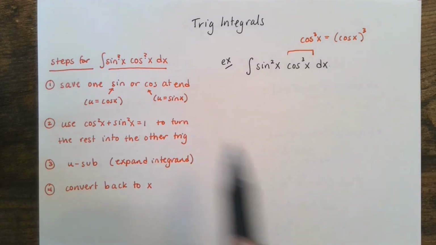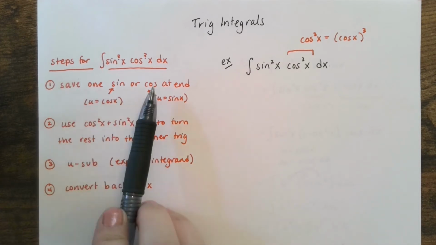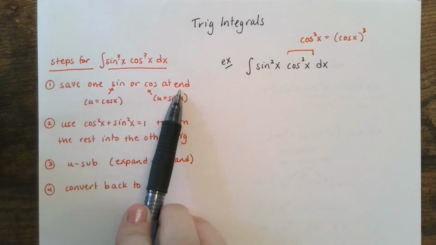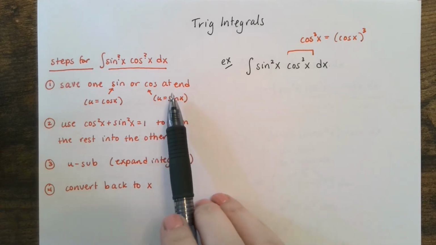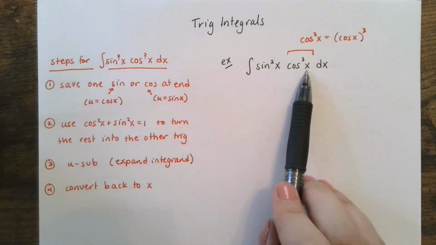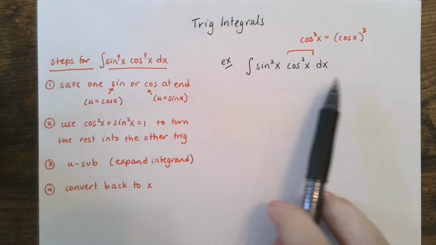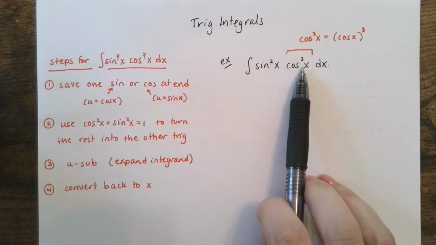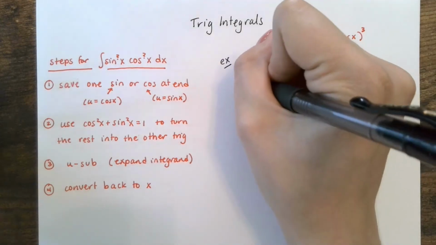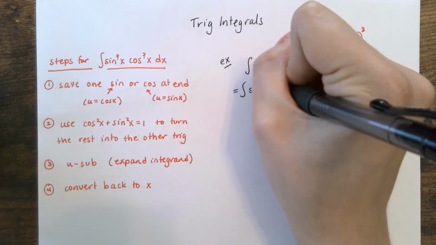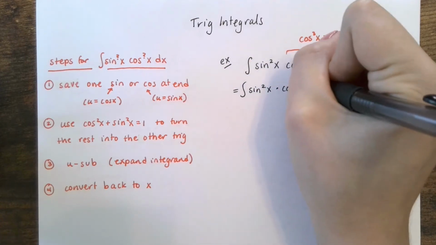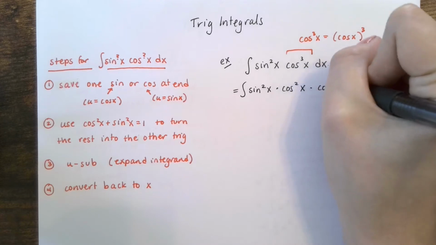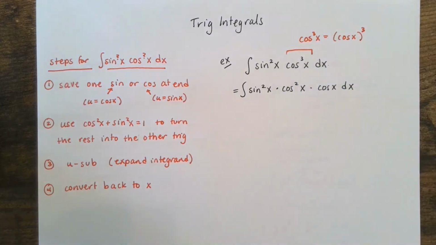Okay, so what we're going to do is save either a sine or a cosine at the end of the integrand. And the indicator for which one to pick is which one has an odd exponent. So if they both have an odd exponent, you can just pick either one and keep going and you're good. And in this one, the exponent on cosine is odd and sine is even, so I want to split off one cosine. So I have 2 cosines left and then an extra one saved at the end here.